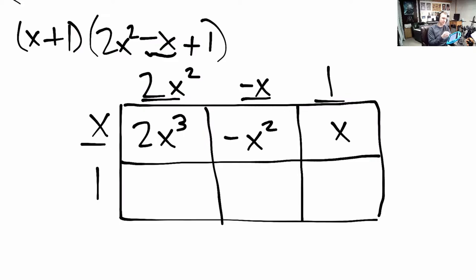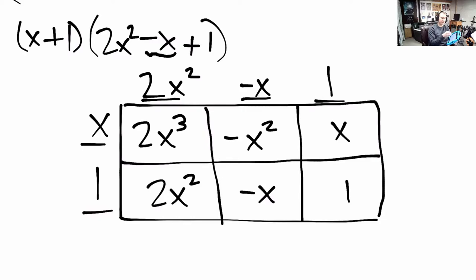Then we go to the next row and we're multiplying the 1 by every column element. So I guess I should say every column header is a better way of saying it. So we take 1 times 2x squared, 1 times negative x, and 1 times 1.